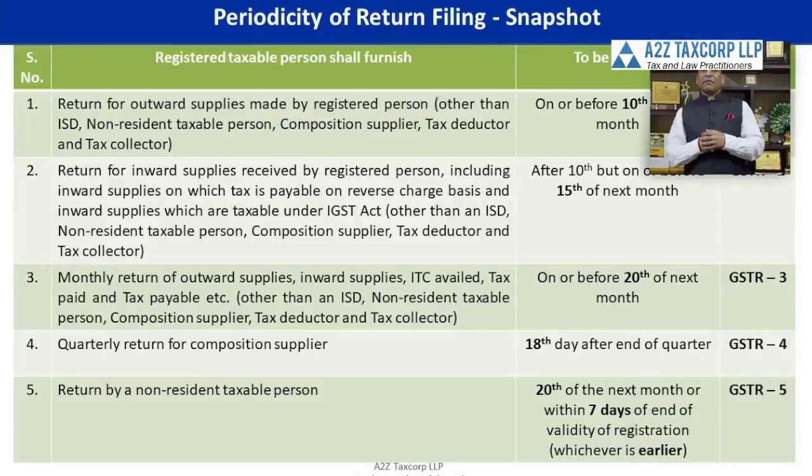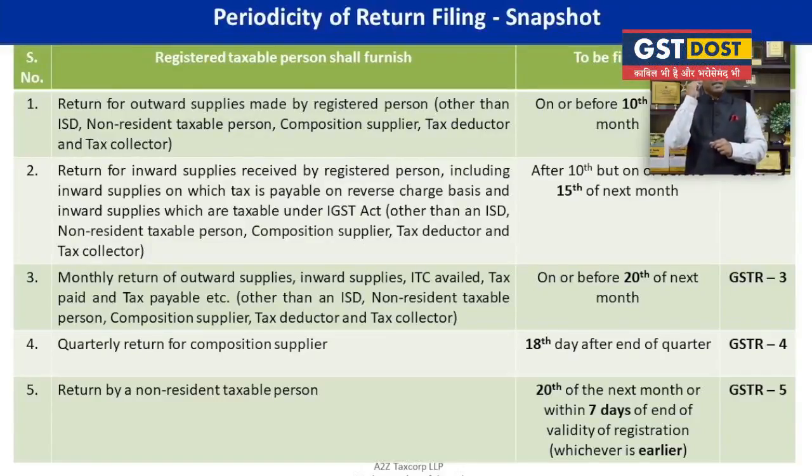Then GSTR 4 is applicable only for a composition dealer who has opted for the composition scheme, and this is to be filed on a quarterly basis, by 18th of the next quarter. Meaning thereby, for the July to September quarter, it is to be filed by 18th of October.